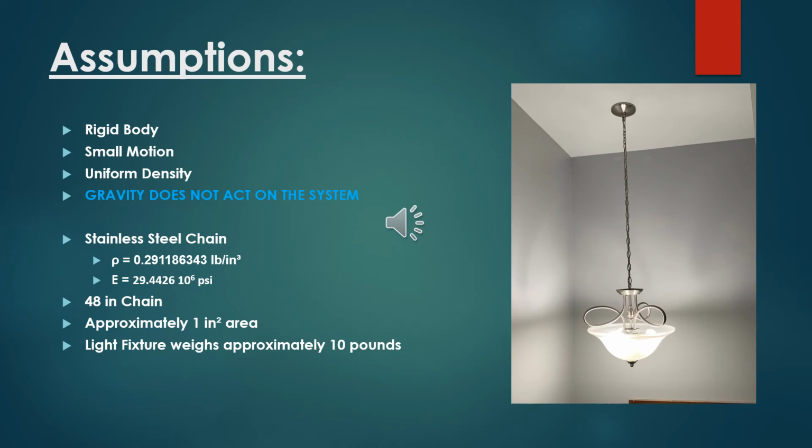And then below I defined the chain itself and the light fixture. The stainless steel chain has a density of 0.21186343 pounds per inch cubed, and the Young's modulus of the chain link is 29.4426 times 10 to the 6 psi. There's 48 inches in the chain, and there's approximately 1 square inch area of the chain links. The light fixture weighs approximately 10 pounds.